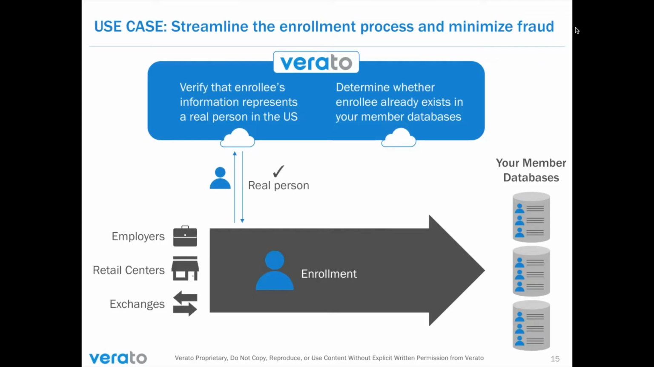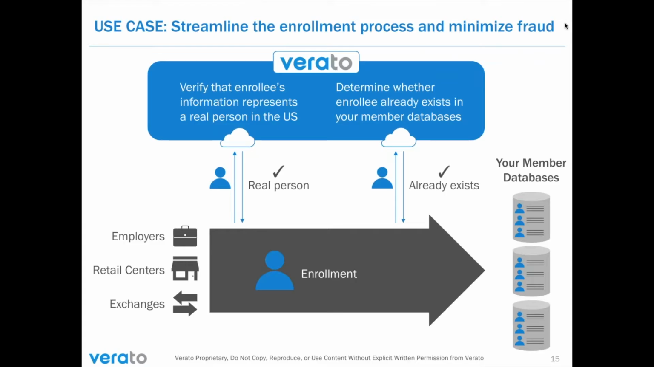So just like I talked about before with this concept of validating a person's identity, you can come to Verado for that validation to say, does Verado know this person? Are they a real person? That might be useful to know. Is someone coming in and signing up for insurance under a completely fake name? But also, not only do they exist, but is this someone that I've seen before?